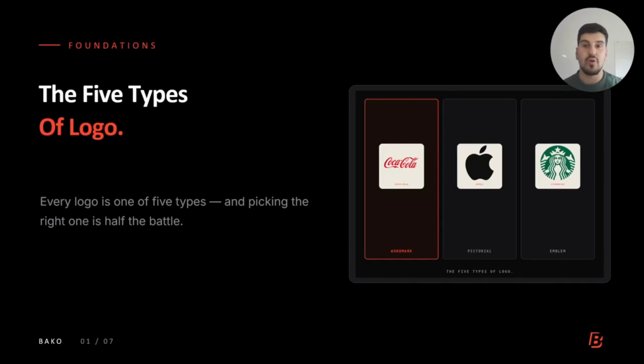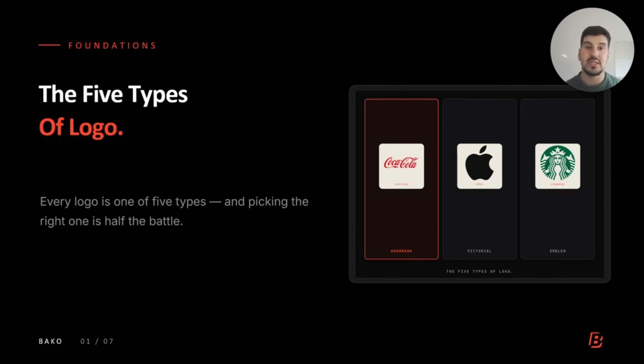There are 5 types of logos. Not every brand needs the same. Some brands need the full name, some need initials, some need a symbol, some need a badge, and some need a completely abstract mark and something that builds over time. But most people skip this decision. They jump straight into design without asking what type of logo they need for their brand.